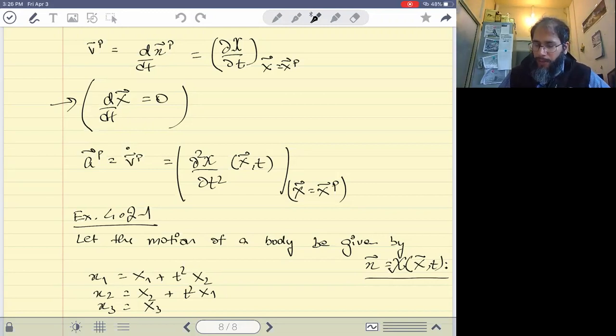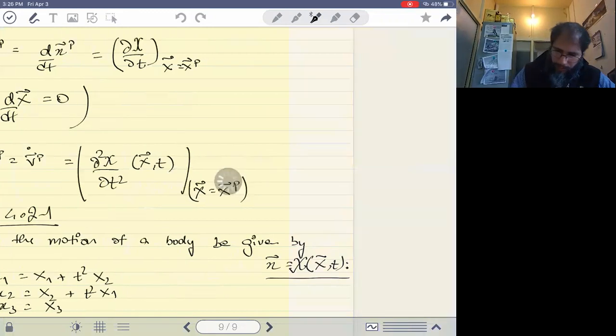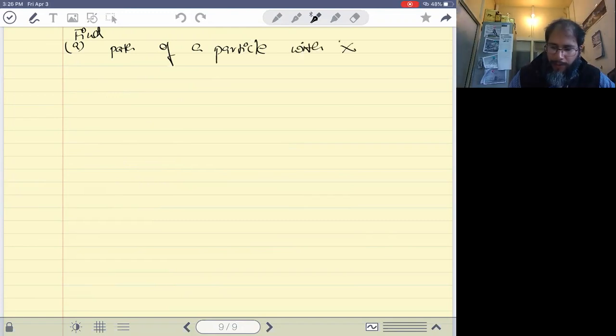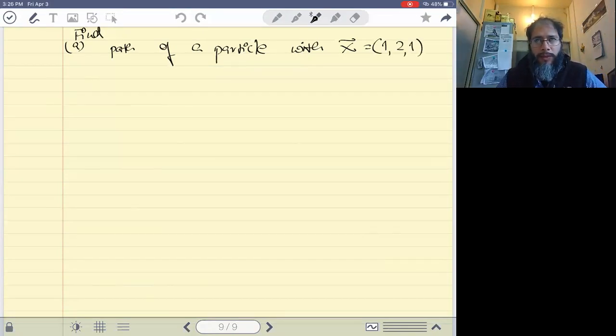You have to find the path. So the first question is, you have to find the path of a particle which had a reference position of (1, 2, 1). So at t equal to 0, whatever particle lay at (1, 2, 1), you have to find the path of that particle.